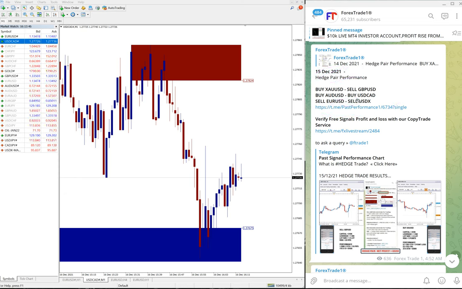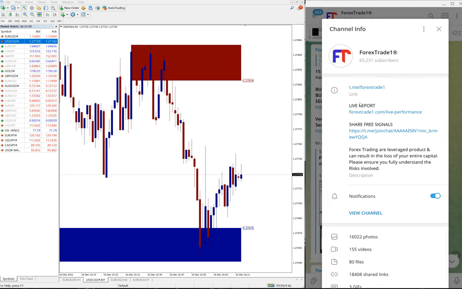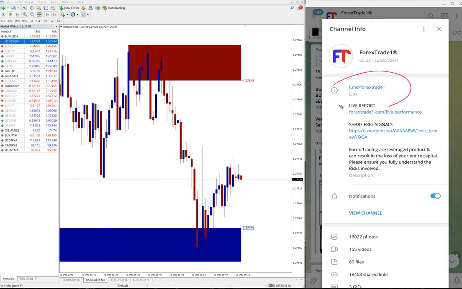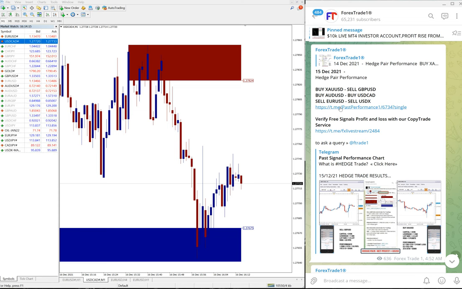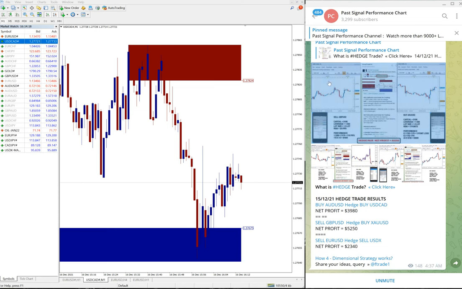So now in this case, yesterday on hedge performance, all our signals performed significantly and made good profit. First, this is our main Telegram channel, t.me/forextrade1. This is our main channel, and this is where we have posted today, December 16th, the performance of 15th December. Once you click this link, it will take you to this Telegram channel where we are posting the hedge performance, the past signal performance channel.